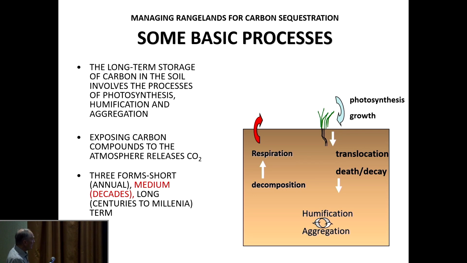The other thing is that carbon is in three forms, and these go by different names in the literature. One of them is short term. That just is what comes in and goes out every year. It never gets into the humification aggregation chain. The medium term changes over decades, and that's what we're focused on. That's what we can manage. We're not going to stop that annual movement. We just can't do it. That medium term is what we can actually have an effect on.